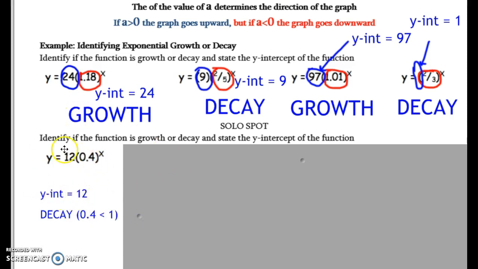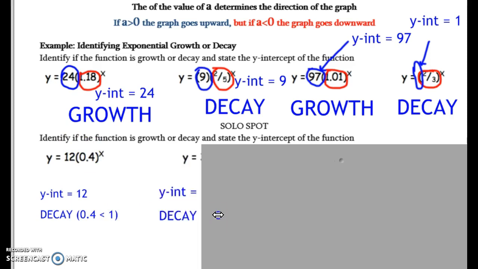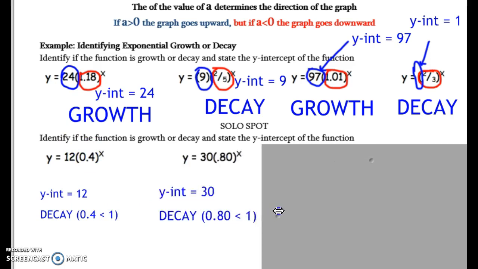The y-intercept is 12 because the first value here is 12, and the second value, which is in the parentheses, is 0.4. 0.4 is less than 1, so we call it decay. In the next example, we have 30 times 0.80 to the x power. The y-intercept is 30. Of course, you could express any y-intercept as (0, 30), and you'll be fine. This function is decay because 0.80, 8/10, is less than 1.